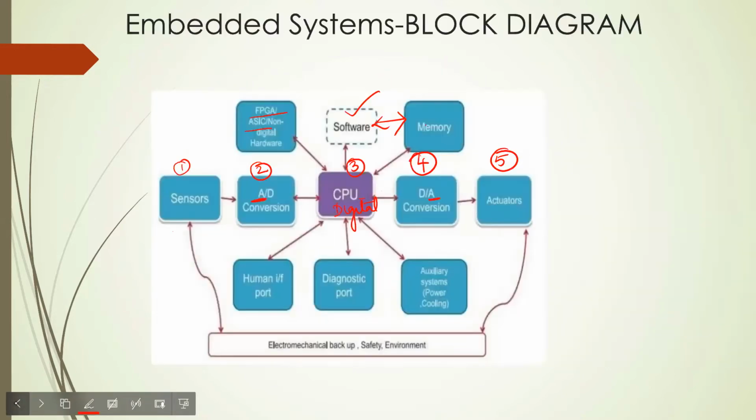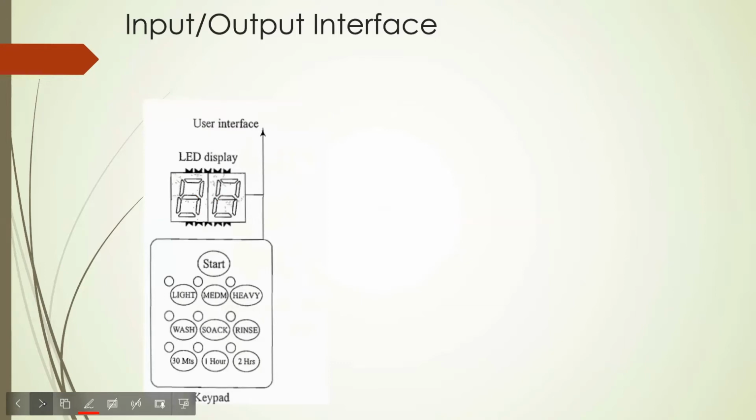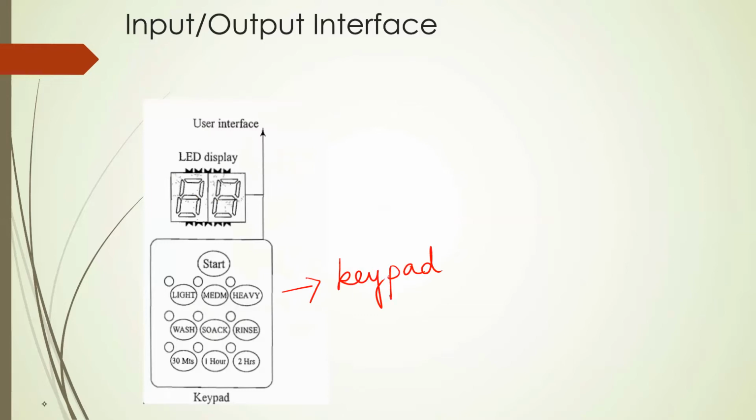In your block diagram, we have covered sensors, analog to digital converter, CPU, digital to analog converter, and actuators. Now you have the human interface port. What is this human interface port? How is the system going to interact with human beings? That is called the human interface. Here we have the input-output interface. In your washing machine, how are you going to give the input? You have a keypad. Nowadays this comes as a touch screen. With this keypad, you give input to your washing machine.